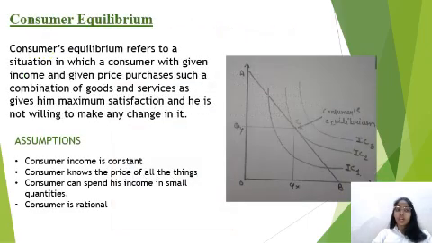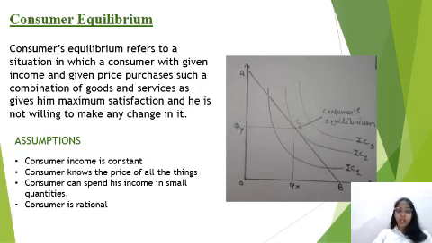Consumer equilibrium. Basically, consumer equilibrium refers to a situation in which a consumer with a given income and given prices purchases such a combination of two goods and services as gives him maximum satisfaction, and he is not willing to make any change in it. So here you can see the curve of consumer equilibrium. There are two goods here.